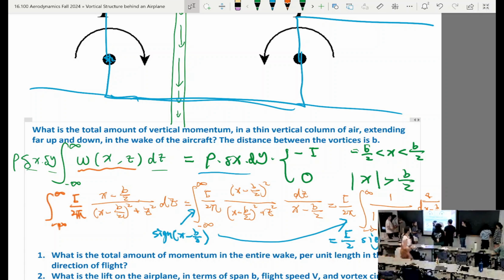It'd be kilogram meters per second squared. So what is the unit of gamma? Meters squared per second. You're integrating velocity over distance. So gamma is velocity times length, and now you have velocity squared over here. Rho v squared is pressure, and you have B and another length, so it's pressure times area, like the y distance.